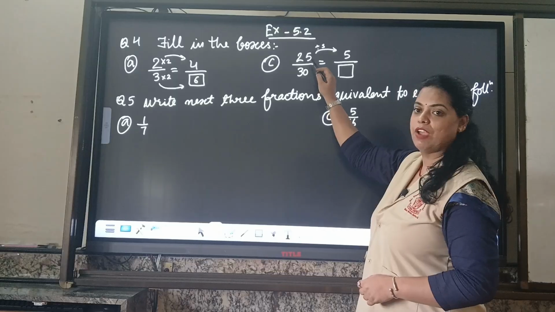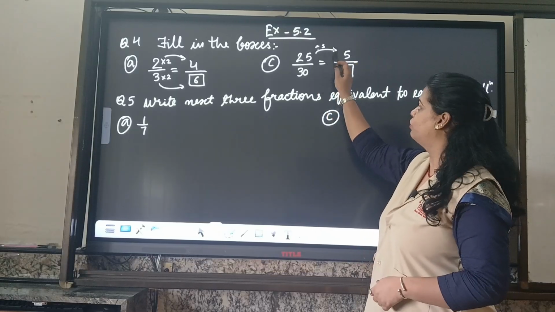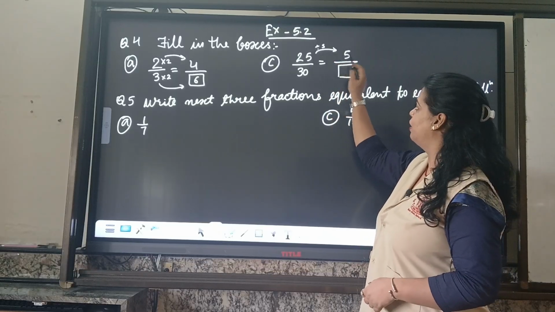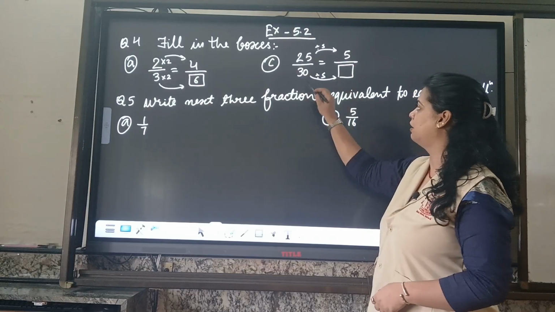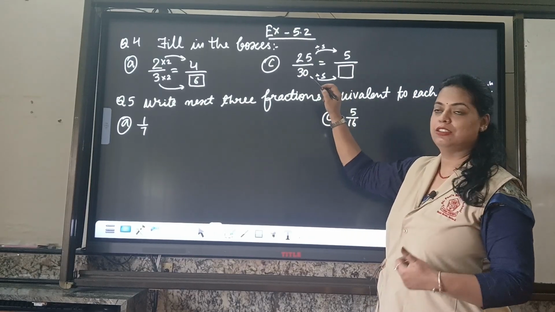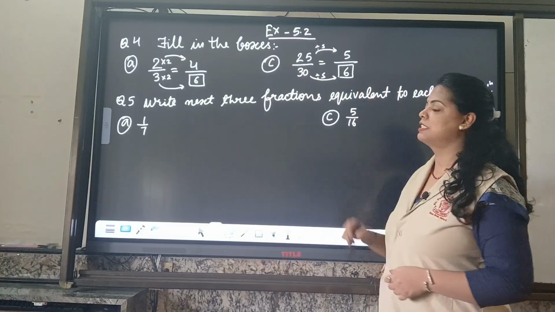If you have a big value and here you have a small value, you have to use the division operation. Divide by 5 will give you 5. The same operation and same number you will use with the denominator. So 5 sixes are 30. So this number would be 6.